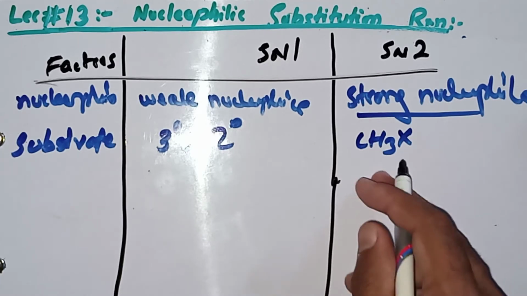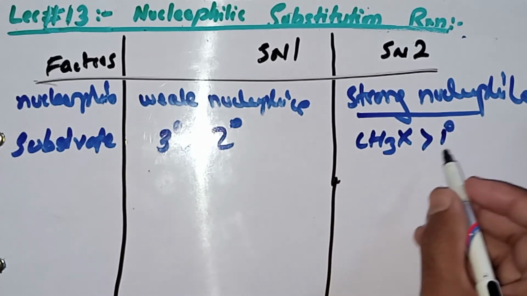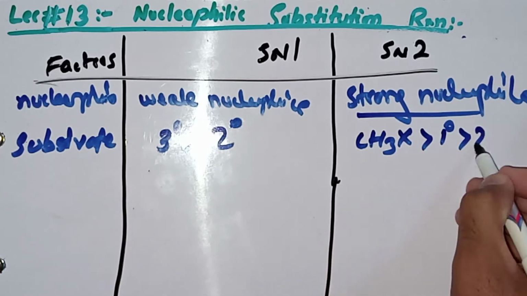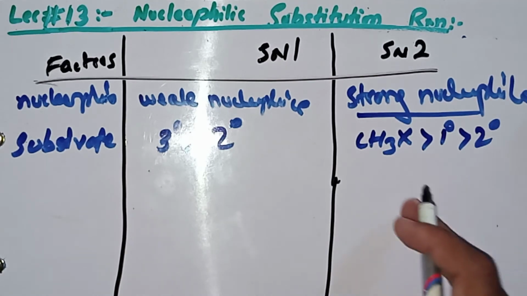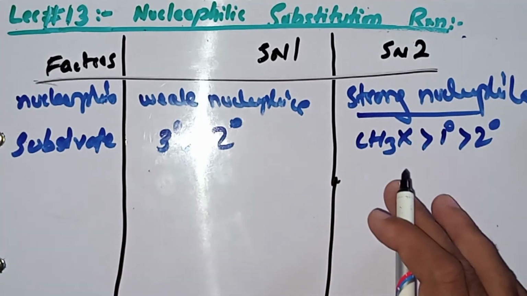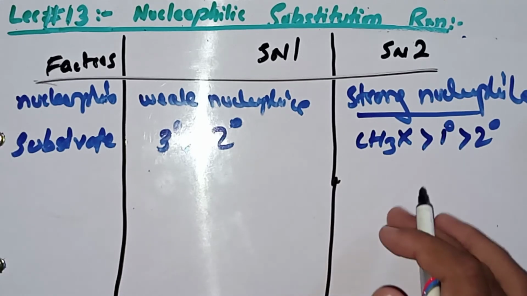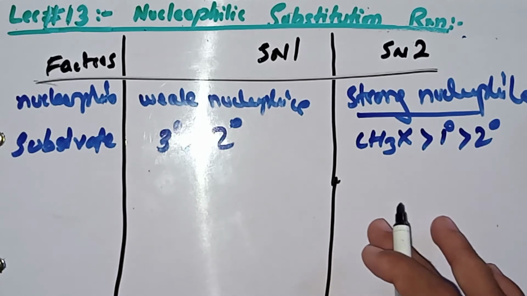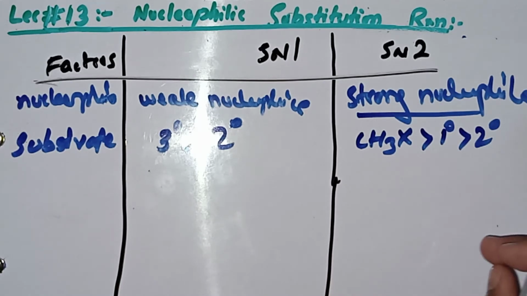That's why that will undergo SN2 reaction best as compared to the 1-degree alkyl halide, which can also undergo SN2 reaction very well as compared to 2-degree. But 3-degree alkyl halide cannot undergo SN2 reaction, because in SN2 reaction there is a collision of two molecules, the nucleophile and the substrate.